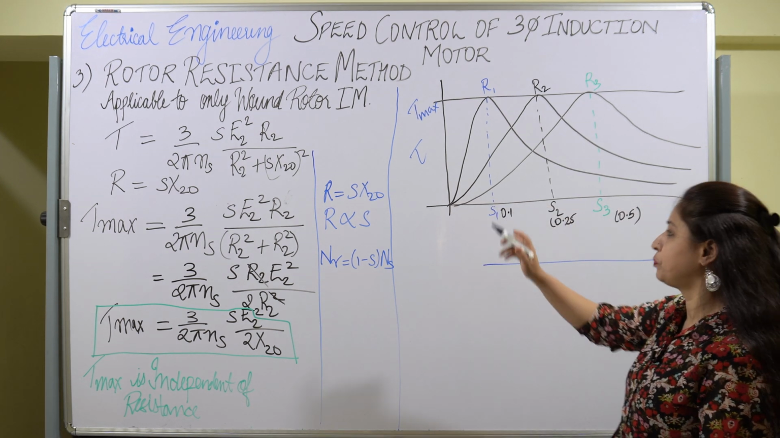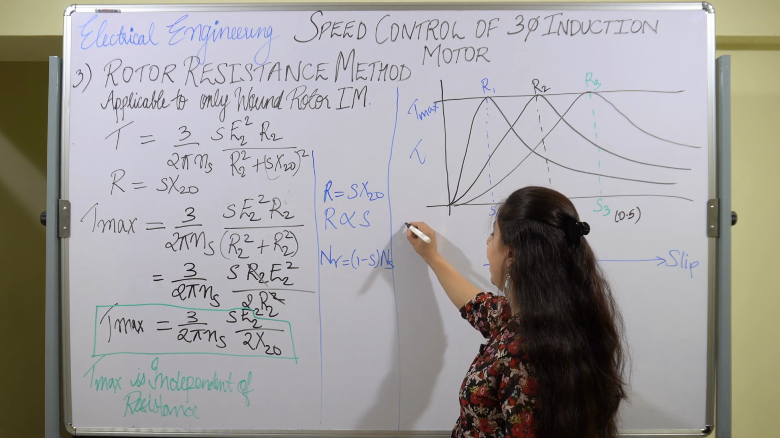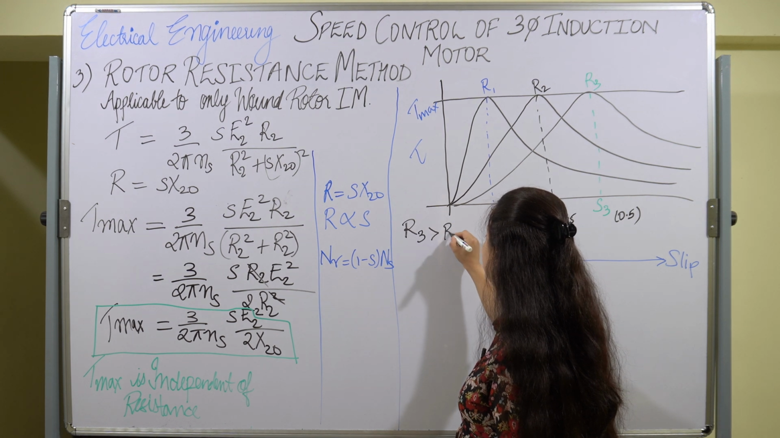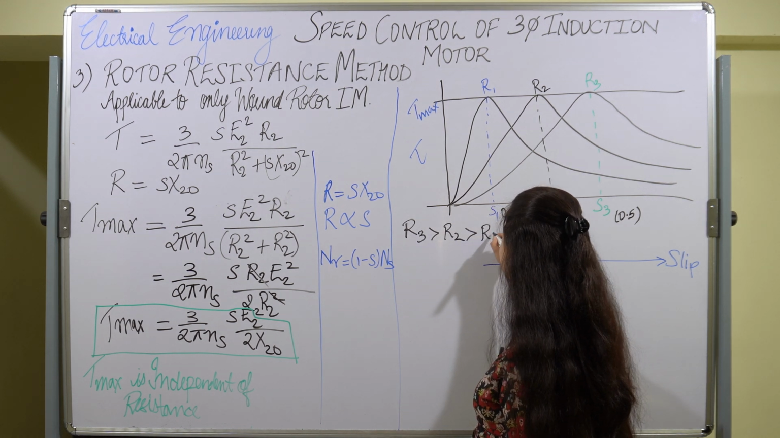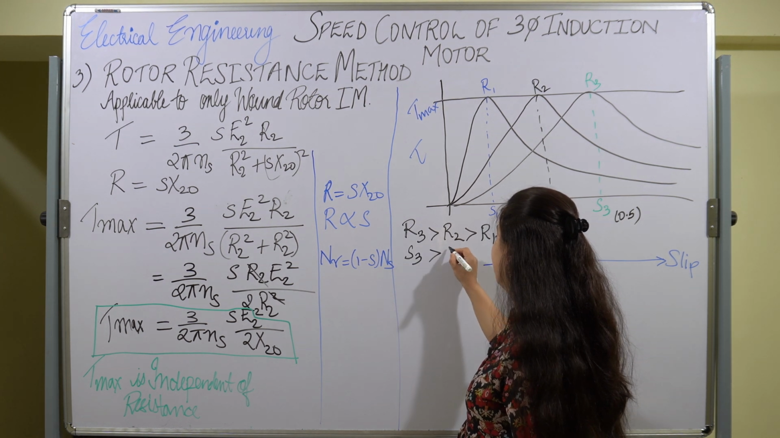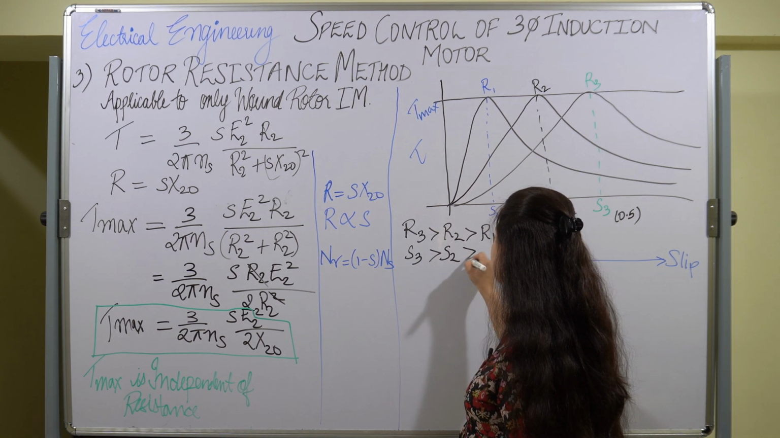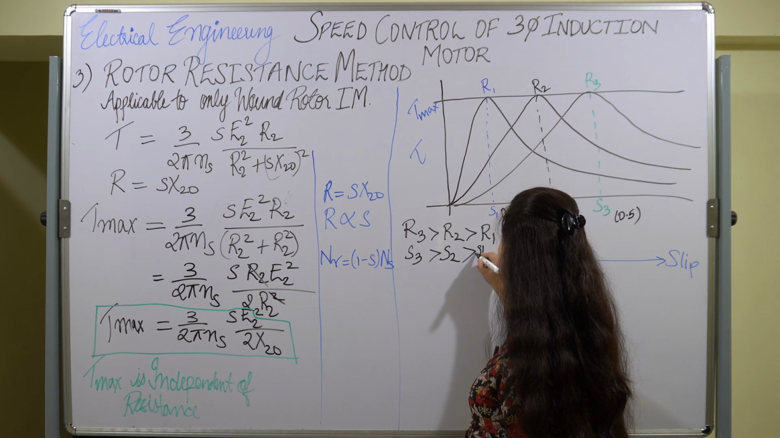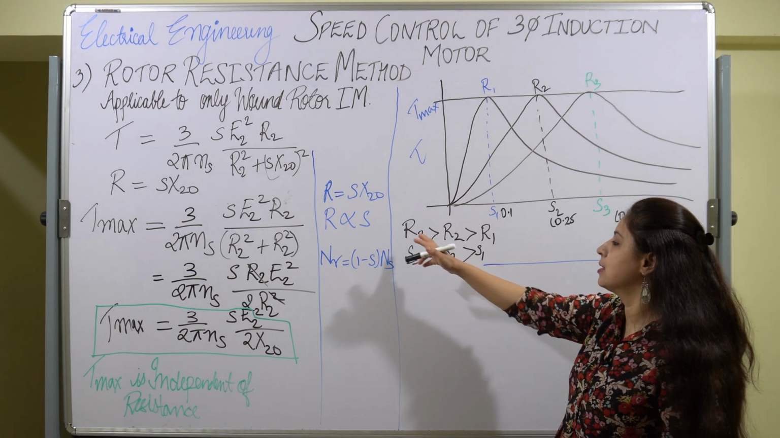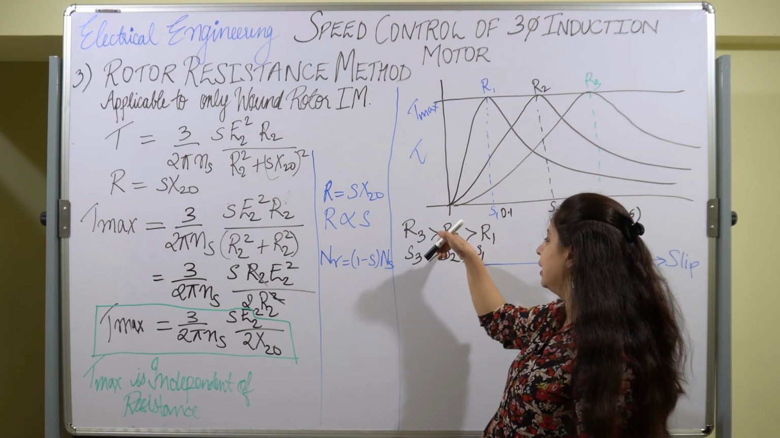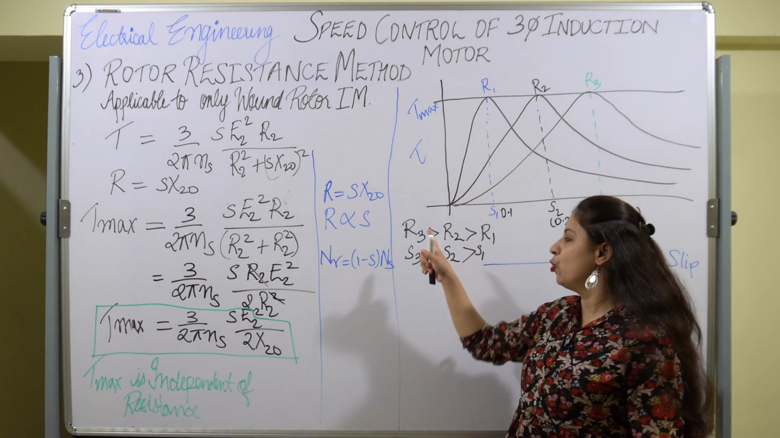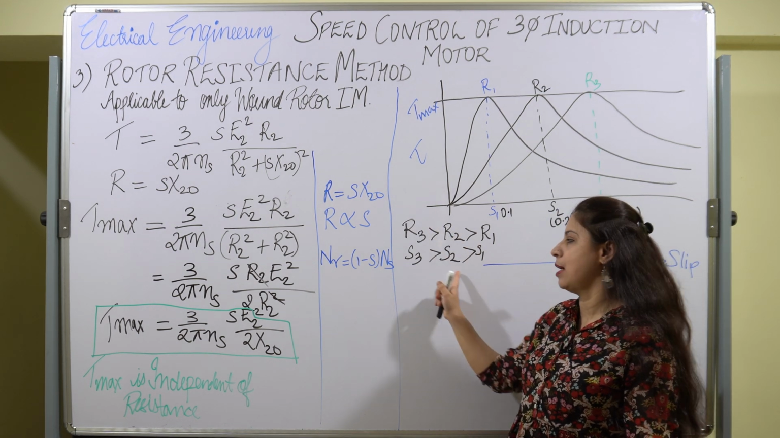So over here I'm getting R3 greater than R2 greater than R1. So my slip will also be S3 greater than S2 greater than S1. As my resistance R2 is greater than R1 and R3 is greater than R2, my slips will also be in the same manner.